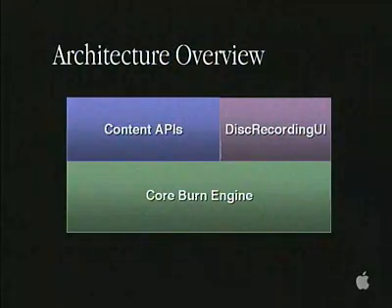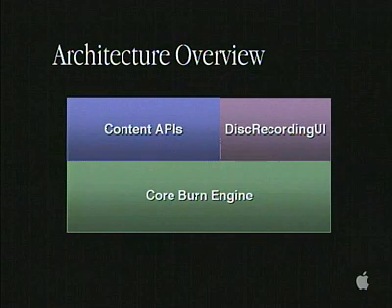Okay, so those are the content APIs. We'll create file systems for you really easily. So if you're burning any sort of data disk, you probably want to use the content APIs, unless you already know how to create file systems, in which case, go right ahead.